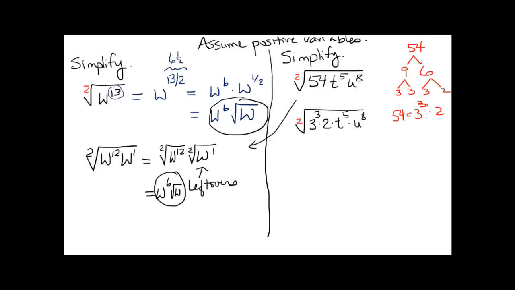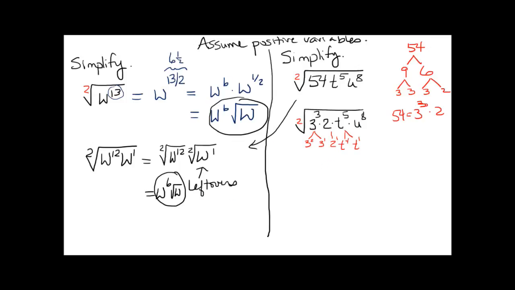So I'm going to split apart the 3 into 3 squared times 3 to the 1st. 2 can go evenly into 2, but not into 1, but that's okay. At least we have something that the 2 can go into. This guy is hopeless. The power is lower than 2, so there's nothing we can do with that. But t to the 5th, what's the largest even number less than 5? That would be the 4th power, right? So we're going to just break off that one factor of t to the 1st. And u to the 8th already has an even power that's divisible by 2.